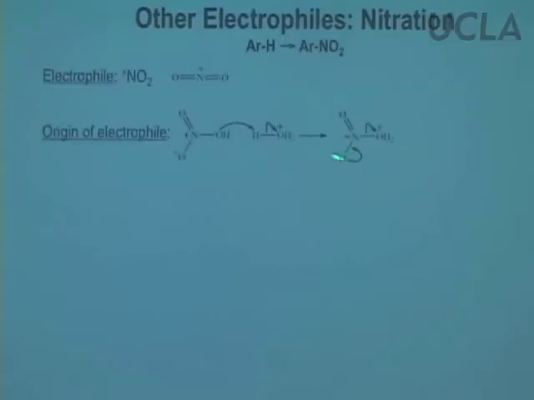I'm using this resonance contributor at the same time because otherwise, if the water just leaves, we end up with a nitrogen with a 2+ charge, really bad. So this gets around that.